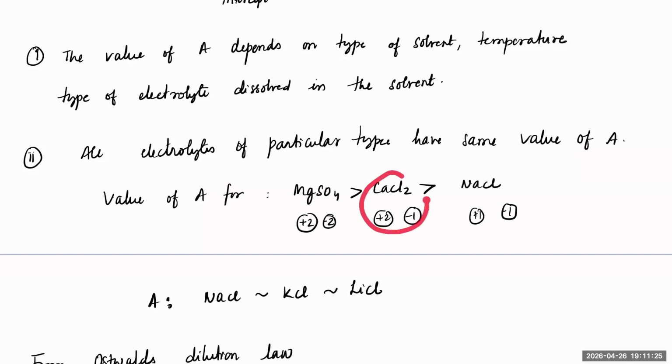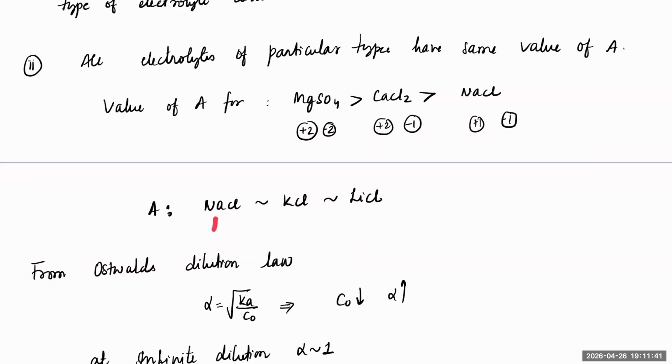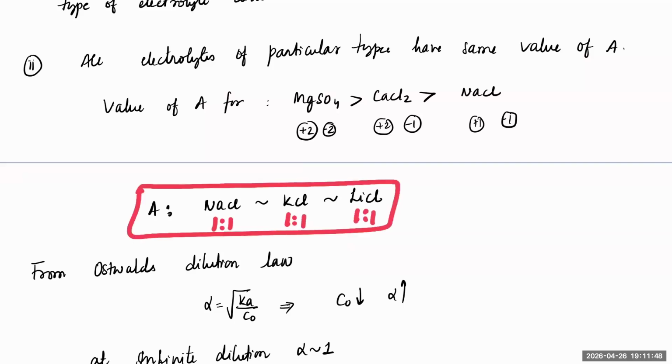If you notice CaCl2, calcium has plus 2, chlorine has minus 1. NaCl, Na plus has plus 1, chlorine has minus 1. So this is how the value of A decreases. Got it? And if you have a 1 is to 1 ratio of the charges, the A value almost remains the same. Got it?